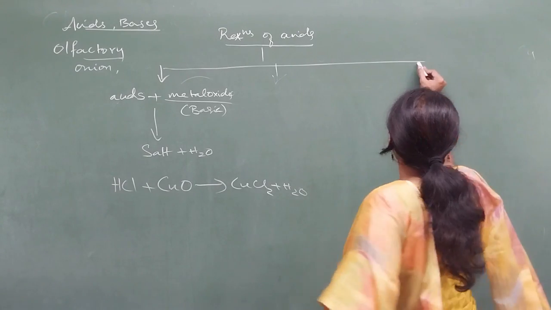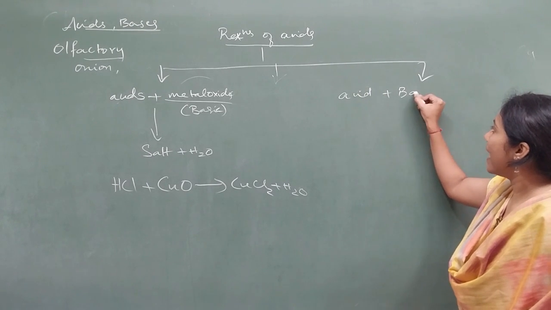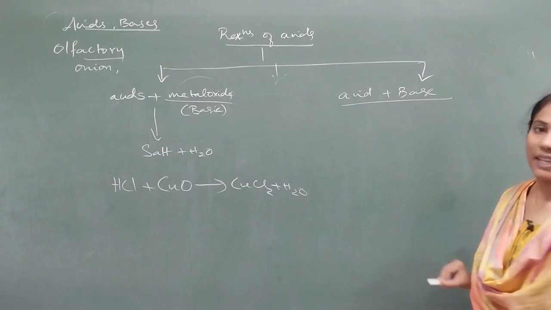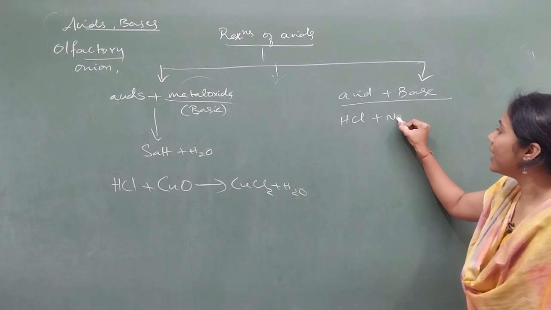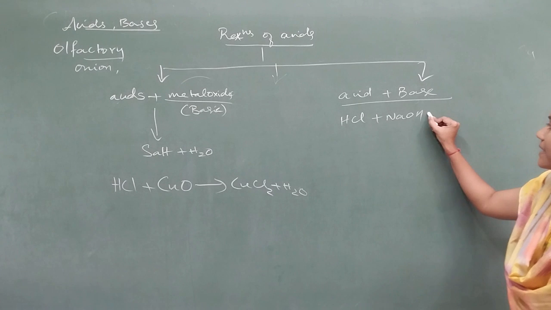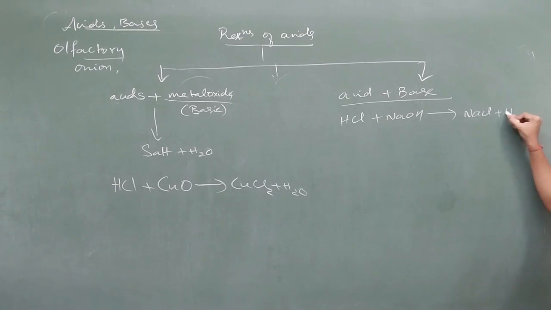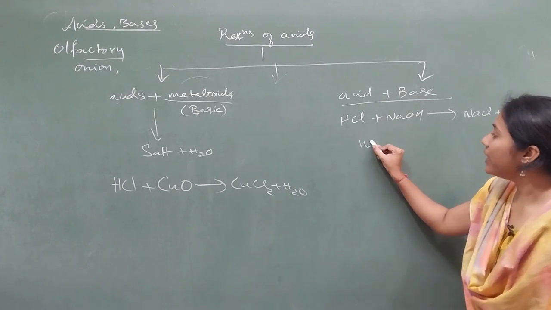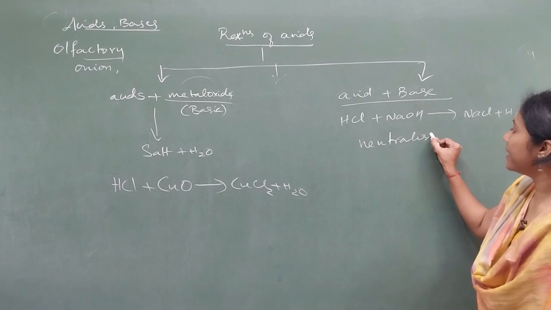And the fourth reaction here, the third one is over. Now the fourth one is acid reaction with base. Acid reaction with base here. And we know it is called as neutralisation reaction. So HCl plus NaOH, you will get NaCl plus H2O. So this is what we also mean by neutralisation reaction, isn't it?